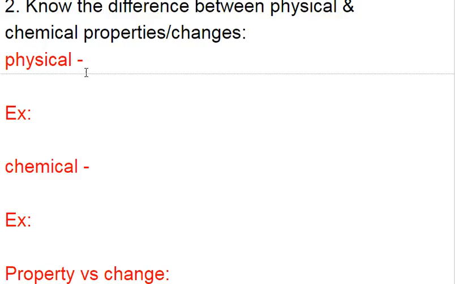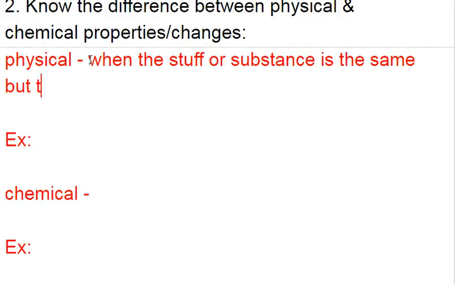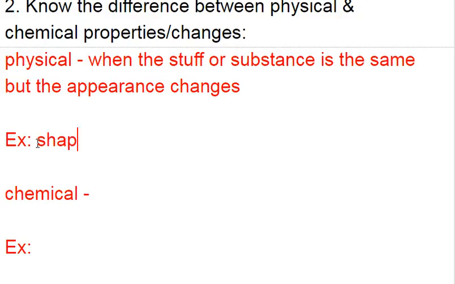So physical is when the stuff or substance is the same, but the appearance changes. So a good example is shape. Anybody else think of other examples? The color. Cutting, thank you. I can hardly hear with these things on. Yeah, so the size would change when you cut it, or the shape might change when you cut it.